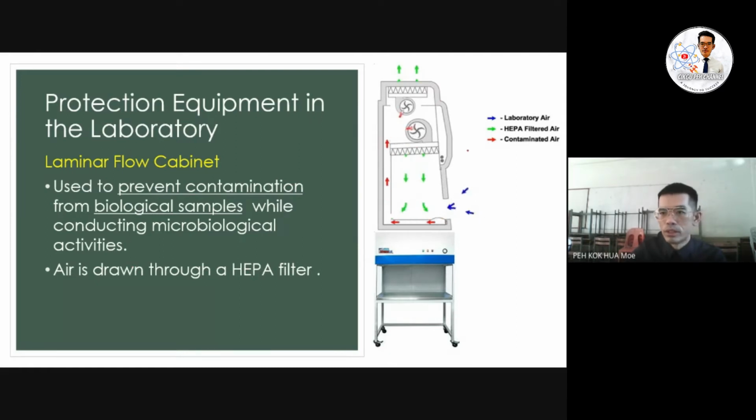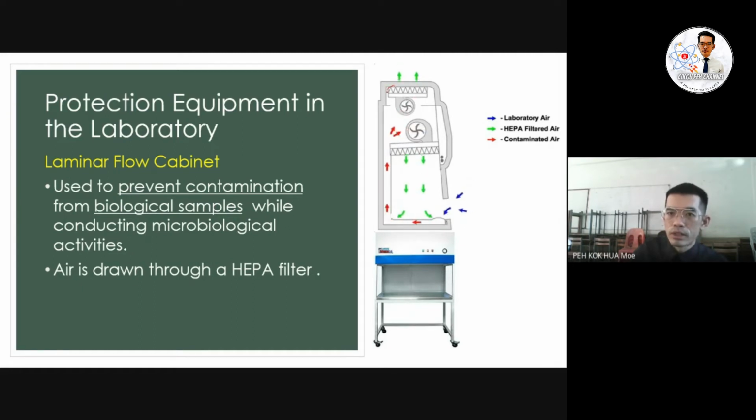So where is the HEPA filter? From the figure, the bottom figure is the whole figure for our laminar flow cabinet. Here we have 3 different kinds of air. The blue color air is the air at the laboratory. Then we have the contaminated air, which is dangerous for our body. So we need to filter it to ensure that the air around us is clean and safe to breathe.